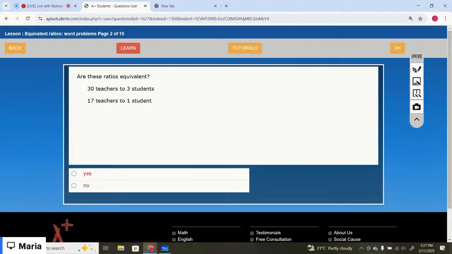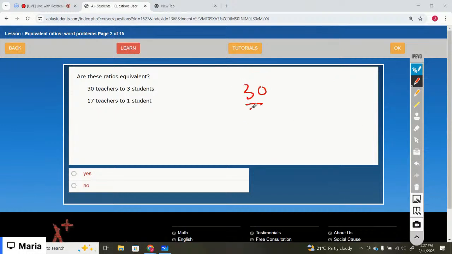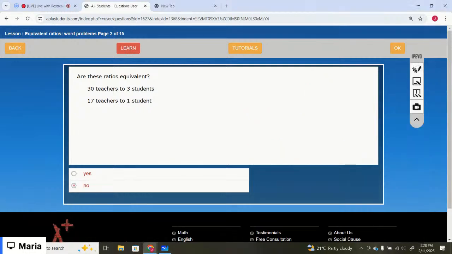Are these ratios equivalent? That is 30 to 3 and 17 to 1. You have to do 30 times 1 and 17 times 3. That is 30 and that is 51. So no, they are not equivalent. The correct option is no.